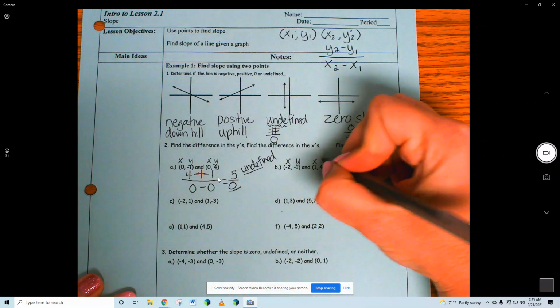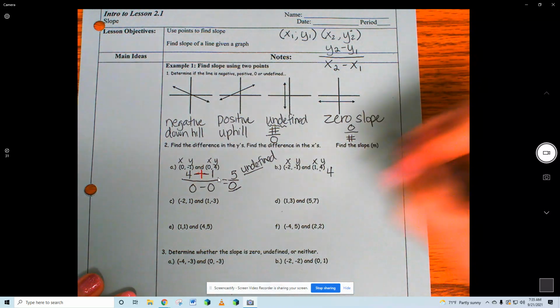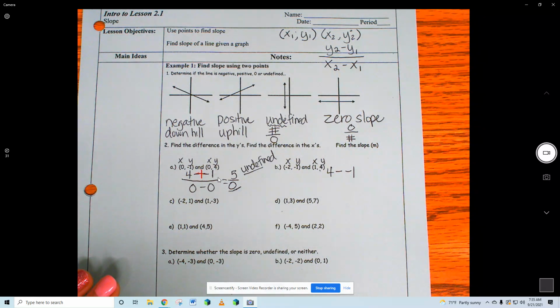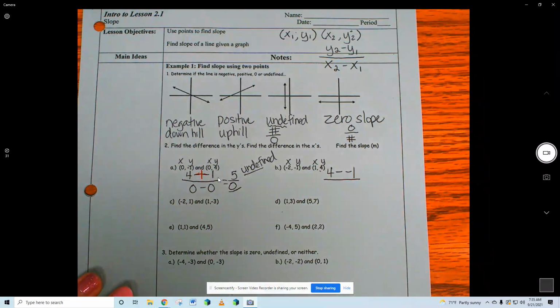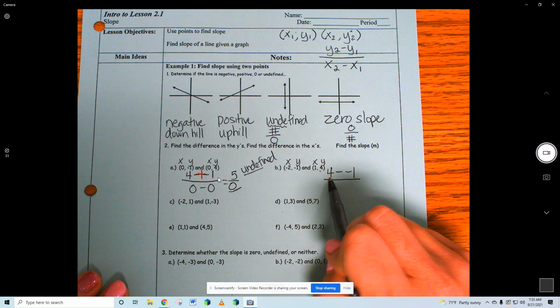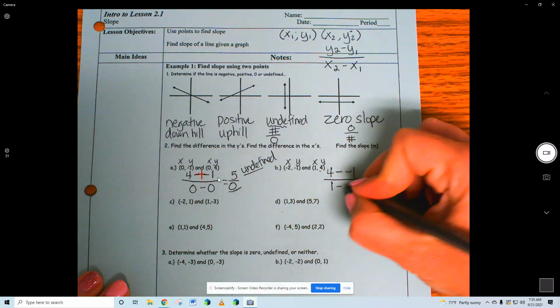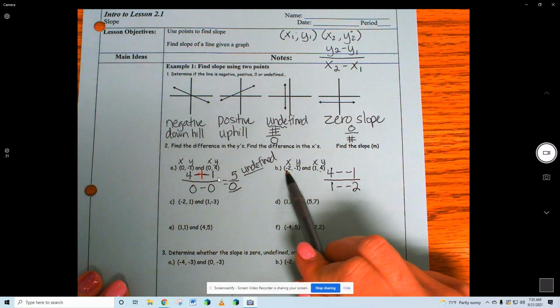x, y, x, y. Let's do 4, y2 minus y1, negative 1. Watch the signs. 4 minus negative 1. Those are my change in y's. Over the difference, the change in x. Start with this point. Since I started with the 4 here, I have to start with this x value of 1. 1 minus negative 2.